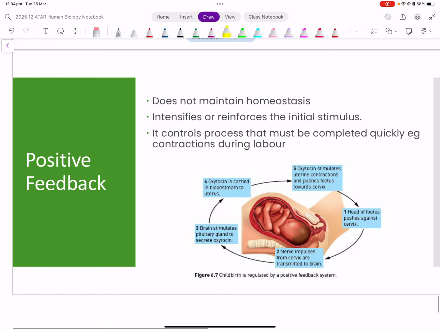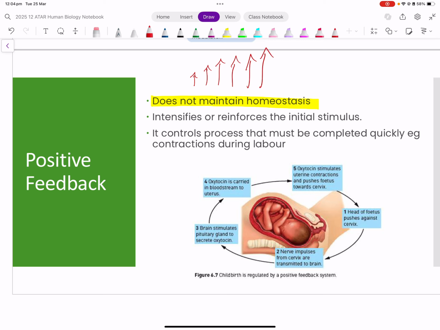So the final little part here, I mentioned it earlier, is positive feedback. This is not a form of steady state control. This is quite different, as positive feedback does not maintain homeostasis. Hence, there's only a few very select examples that we actually talk about of this. The reason that it doesn't maintain homeostasis is that it intensifies or reinforces that stimulus. So if something increases, it causes that thing to increase, which causes it to increase further and further and further and further.